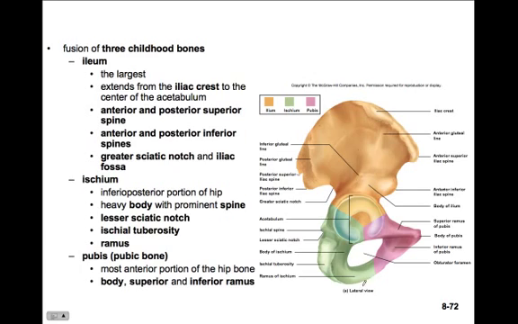So we have the ramus of the ischium, or we could have the superior ramus of the pubis or the inferior ramus of the pubis. Really important to be specific here. Keep that in mind when we do our skeletal tours.